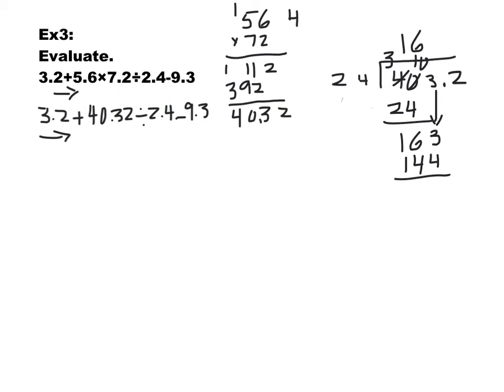Now, if I subtract 144 from 163, I'm going to get 19. Now I bring 2 down. So I get 192. 192 divided by 24 is going to give me 8 down.